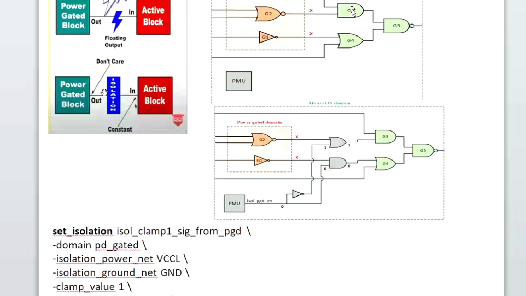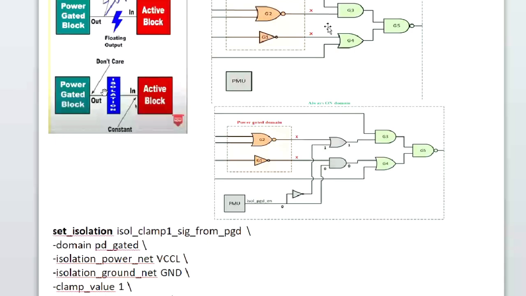Because of that, we use the isolation cell. Overcurrent is basically high current, which causes other cells to also draw high current. It hits the current line. This is what is called overcurrent.